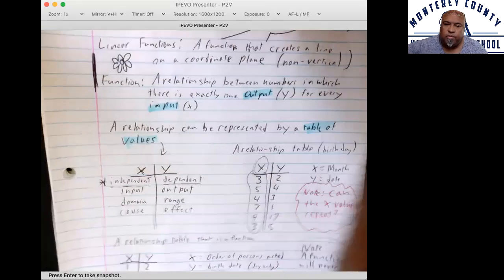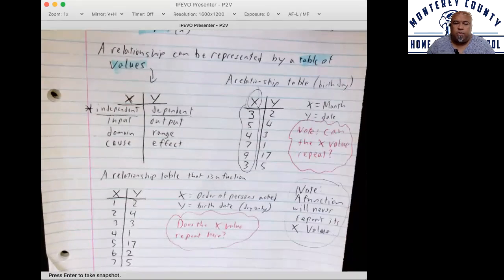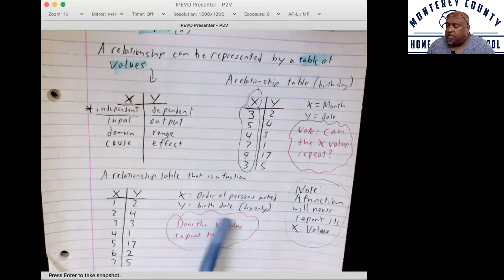Now I want to show you a different relationship here. It's a relationship table that happens to be a function. This one's similar to the table over here. X is the order of persons that are asked about their birthday, and Y would be the birth date, just the day only. Since I didn't want to have a table that had 3 columns, I just picked the day as opposed to the month.